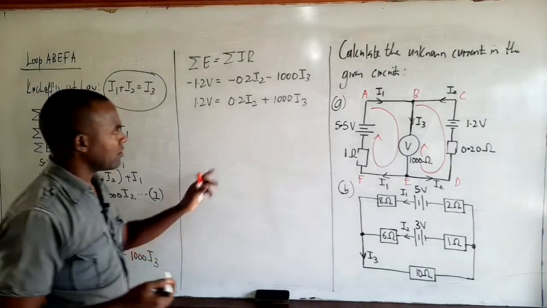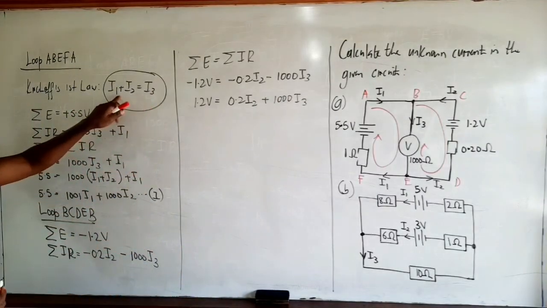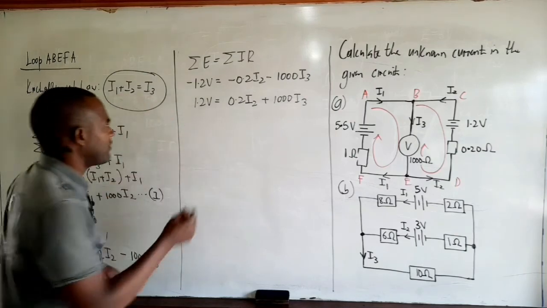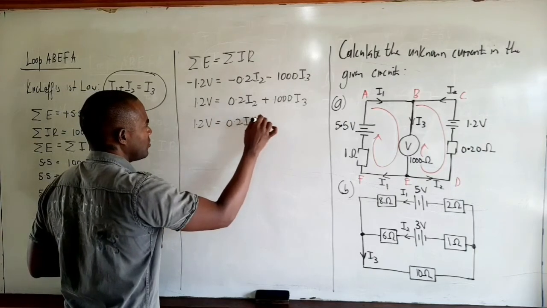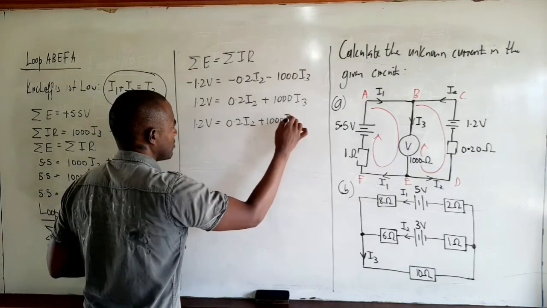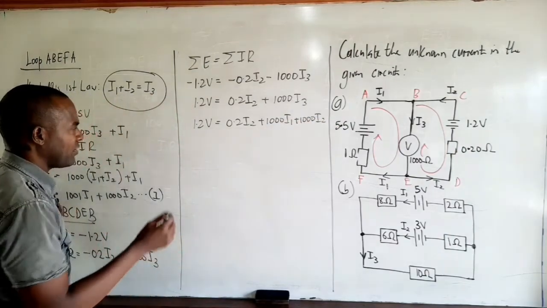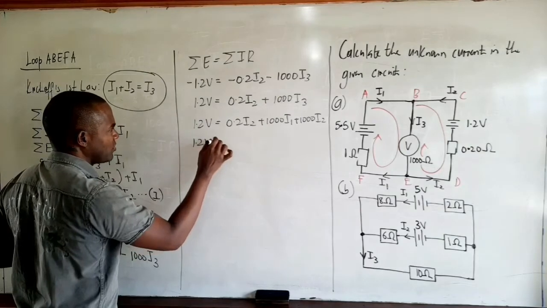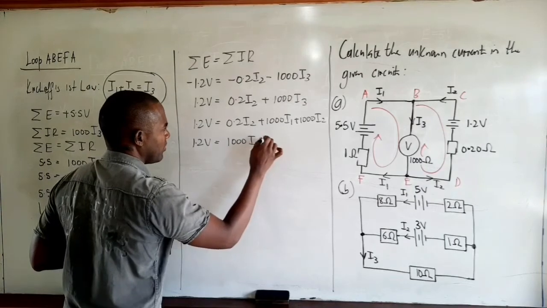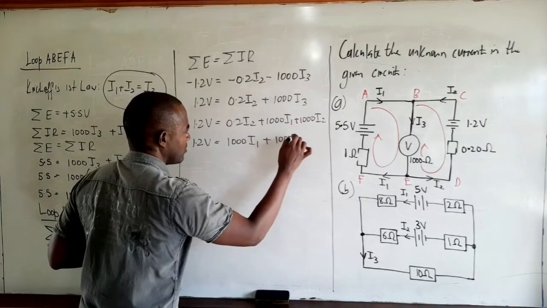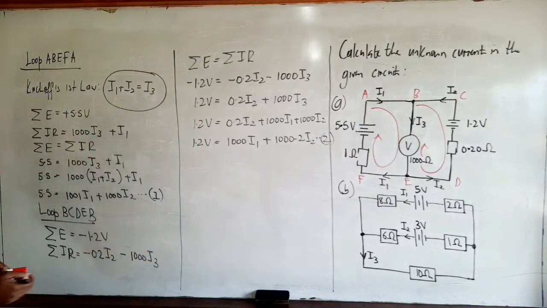Now our first equation is in terms of our currents I1 and I2. So we want to get our second equation in terms of I1 and I2 as well. So we have to go back and then say, but I3 is equal to I1 plus I2. And therefore this gives us 1.2 volts is equal to 0.2 I2 plus 1000 I1 plus 1000 I2. And so what we have is 1.2 volts is equal to 1000 I1 plus 1000.2 I2, and that is our second equation, equation 2.